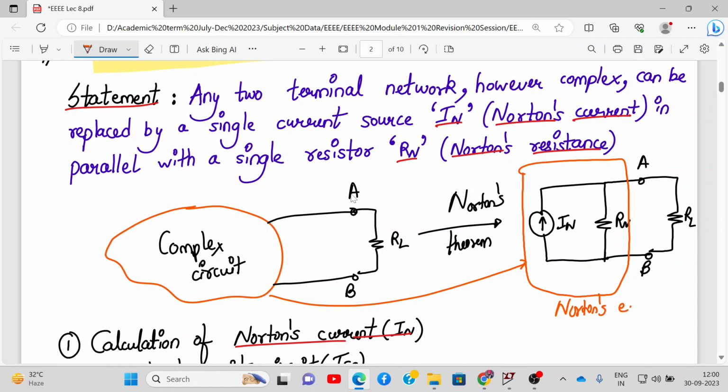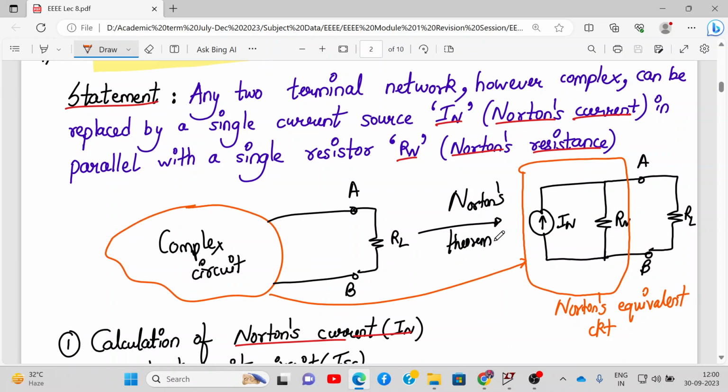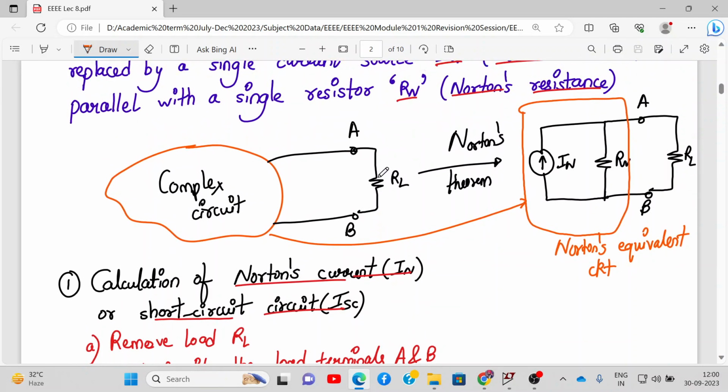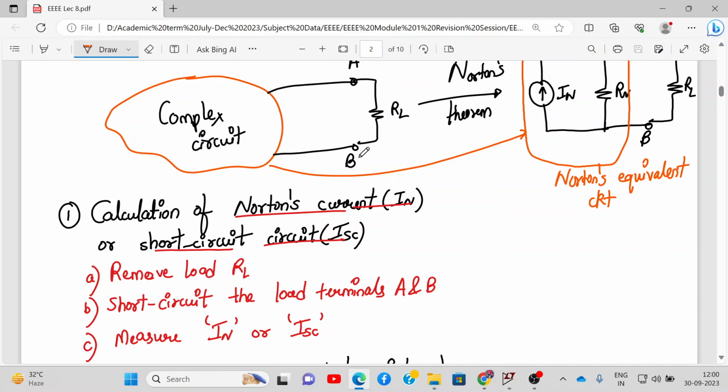In Norton's theorem, we have a current source which is in parallel with a Norton's resistance Rn. So IN and Rn. We need to calculate the value of Norton's current. It is also called the short circuit current. What we do here is remove the load RL and short circuit the load terminals A and B, and we measure the short circuit current between the points A and B. It is called IN or short circuit current.